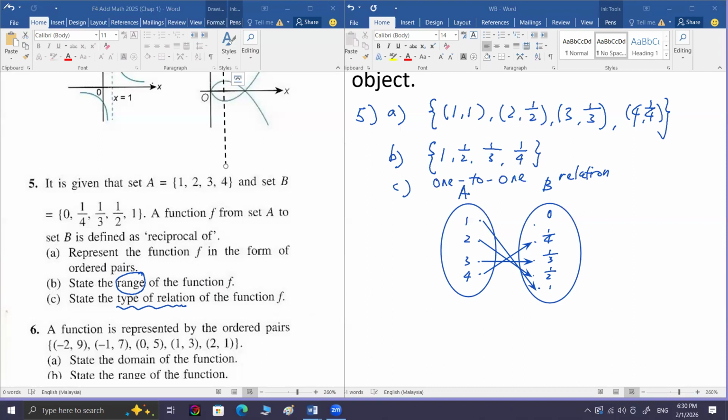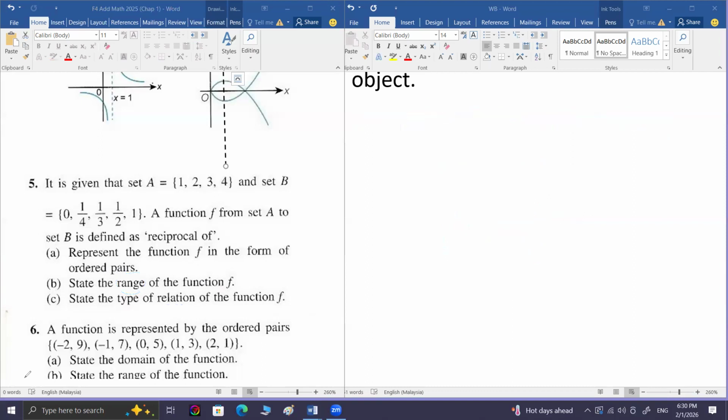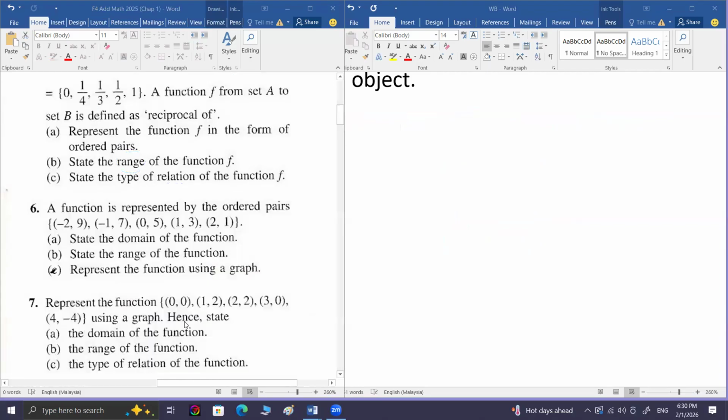Make sure that once you get stuck or can't understand, you must ask before we go on to the questions, yeah? Number 6. A function is represented by the ordered pairs, such as now. State the domain of the function. Just now, what did I say? Domain means all the x, okay? All the x. Now, in set notation, what do you write?